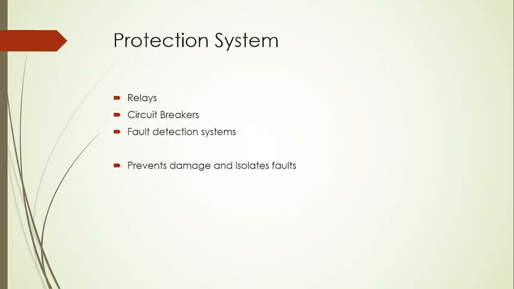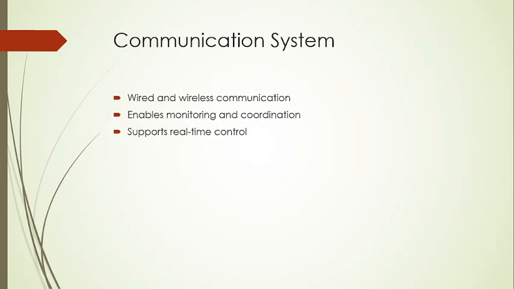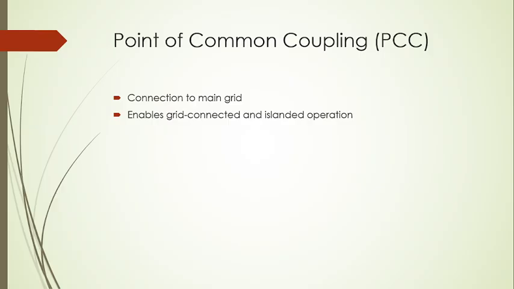Protection systems. We know the major protection systems in electrical networks are relays and circuit breakers, which are used to detect the fault, prevent damage and isolate the fault. The communication systems are very important for a microgrid system. They are classified as wired and wireless communication. They enable monitoring and coordination, and support real-time control. We also know about the point of common coupling. It is the connection to the main grid, and it enables grid-connected operation and islanded operation as well.